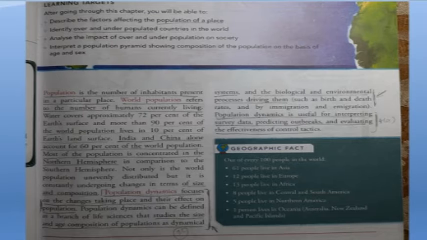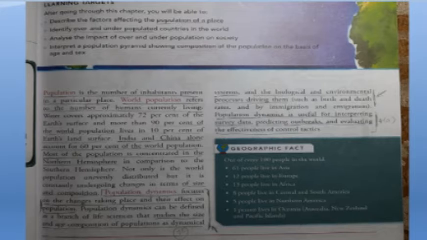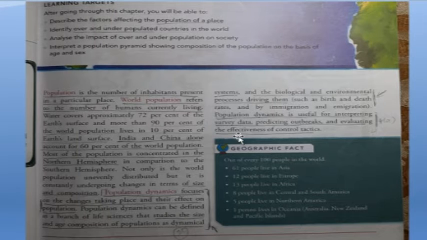And now the question and answers of chapter 2. The first question. Fourth, answer the following questions briefly. First question, what is the use of population dynamics? So here, population dynamics is useful for interpreting survey data, predicting outbreaks, and evaluating the effectiveness of control tactics. So this is the use of population dynamics. Okay, so this is answer 4A.